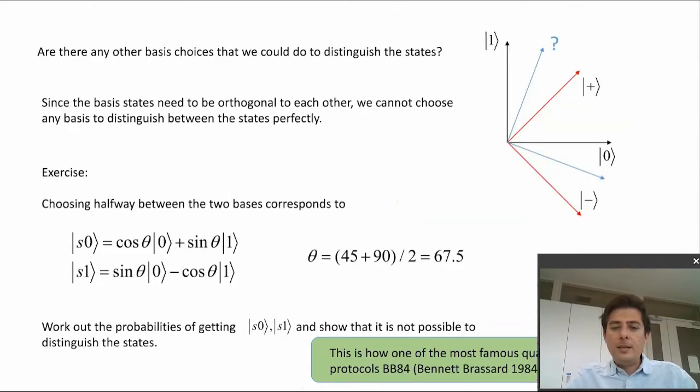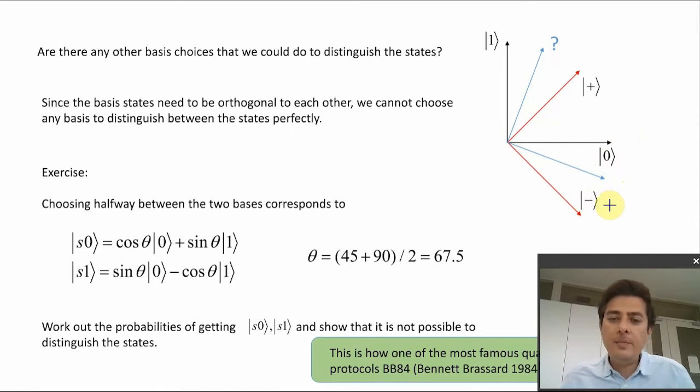So, is there any other smarter choice of basis that we can do? You might think, okay, fine. We've got the 1 and the 0, we've got the plus and the minus, and we can visualize it in terms of these vectors. The plus is halfway between the 1 and the 0. Maybe we could have some other basis which is halfway between the plus and the 1 again, and this blue one, which is halfway between 0 and minus. Maybe that would do better.